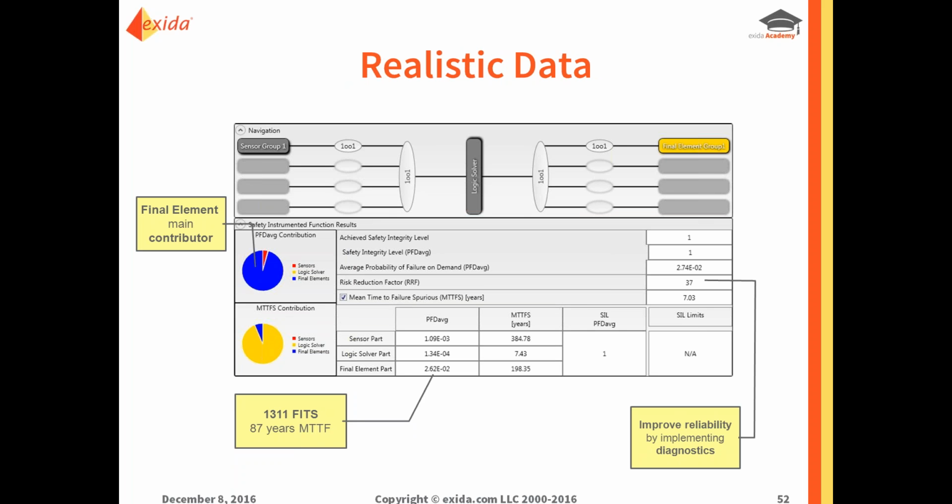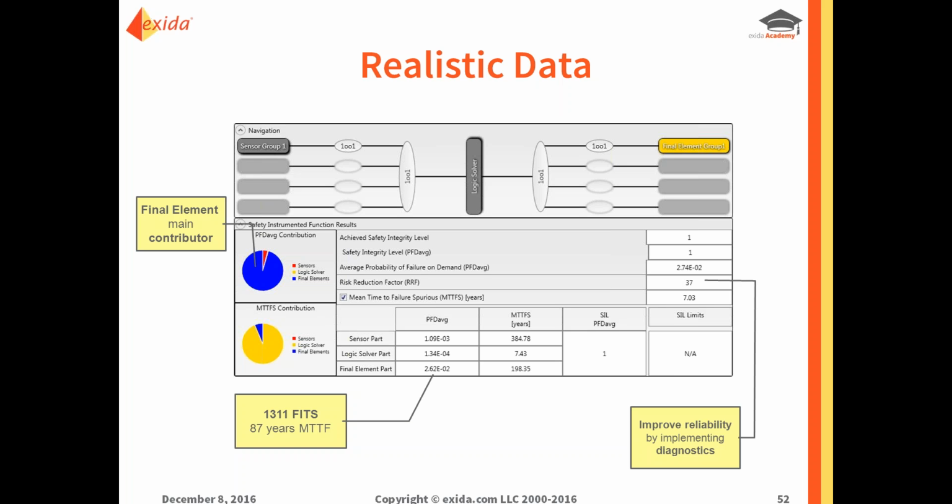So we did the exact same configuration, all of the same parts, but this time we put more realistic data in. As you can see, the blue part is now the main contributing factor, which makes sense. Now we look at the risk reduction factor. It's only 37, but you can change that by testing more often, doing a complete test, maybe adding a leak test to your proof testing, or shortening the mission time. There are many things you can do to change your PFDavg number and your risk reduction factor. You can simply implement diagnostics. That's a huge way to really help yourself out.